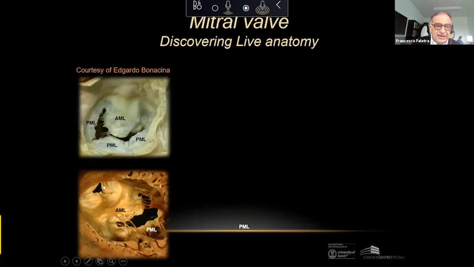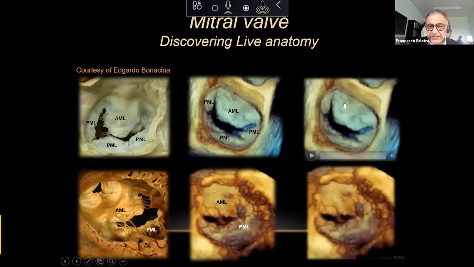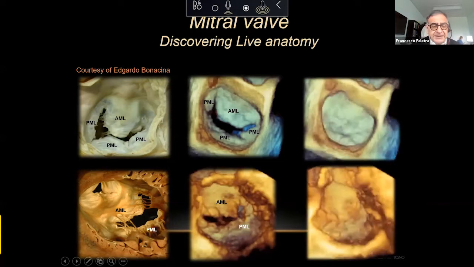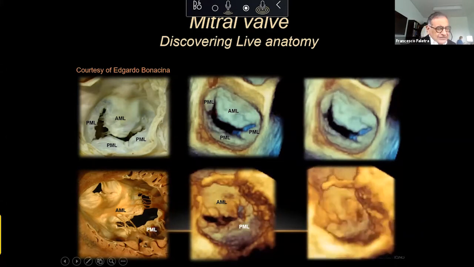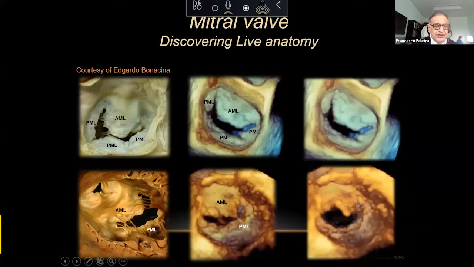Indeed, you can see here these two anatomical specimens of a mitral valve from above, from the left atrium, and from the left ventricle. And we can have the same images, or most of the same images, with the 3D echocardiography, as you can see here, but differently from the anatomical specimen, we can have this in live anatomy. And this is really very amazing because you can understand something that is difficult to understand just looking at the anatomical specimen.